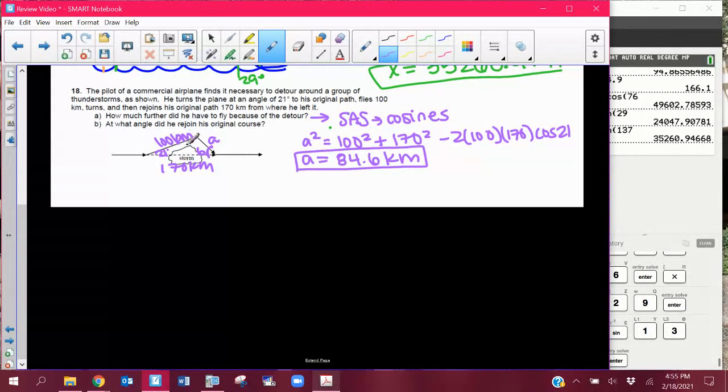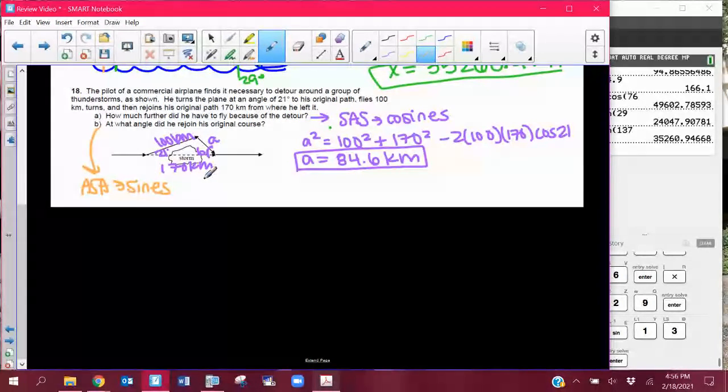And then the second thing they want to know is what is the angle that he's rejoining. So in order to rejoin this, we have an angle. We know these two sides if we want to use it. We could use the other side or use this other angle. But what I'm going to use here is, again, this is going to be angle, side angle. And so that's going to be the law of cosines.